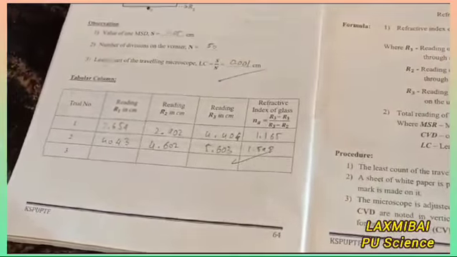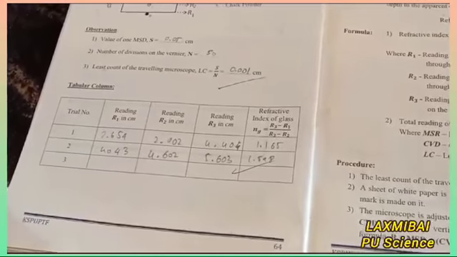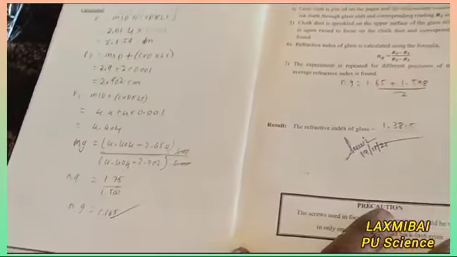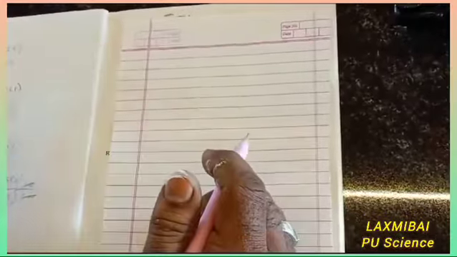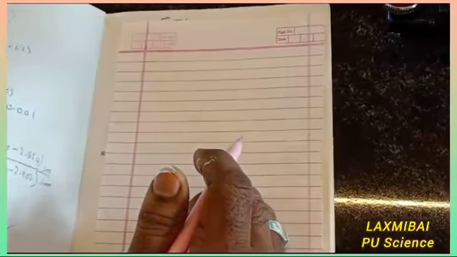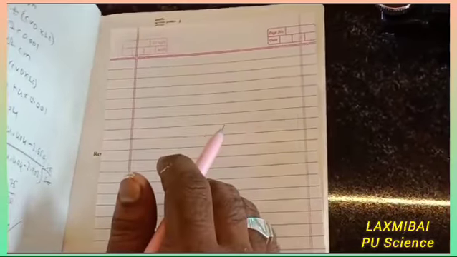Before going to take the readings, before starting this experiment, first we have to find the least count. How can we find that least count? Pause. First we will see how to calculate the least count of this traveling microscope. In the observation you can see.